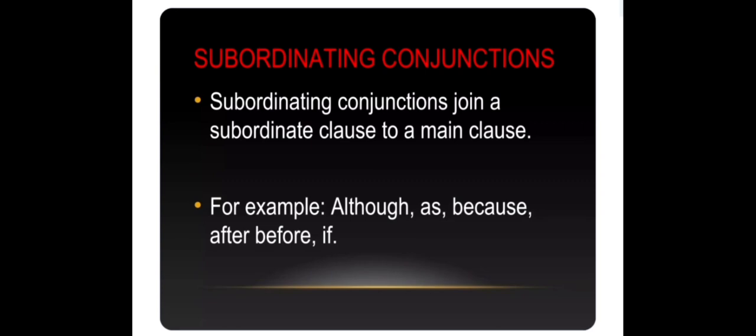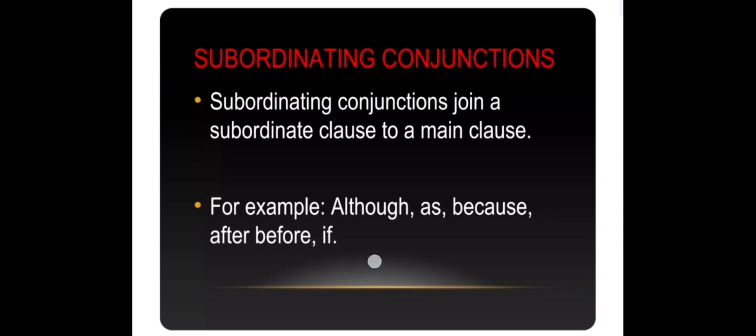You have studied about different sentences, different clauses, and the main clause and subordinate clause. So the subordinating conjunction joins a subordinate clause, which is a dependent clause as well. Subordinating conjunctions are used for joining two different clauses, in which we have one dependent clause and the other is the main clause. For example, although, because, after, before, if. These are all examples of subordinating conjunctions which are used with subordinate clauses.